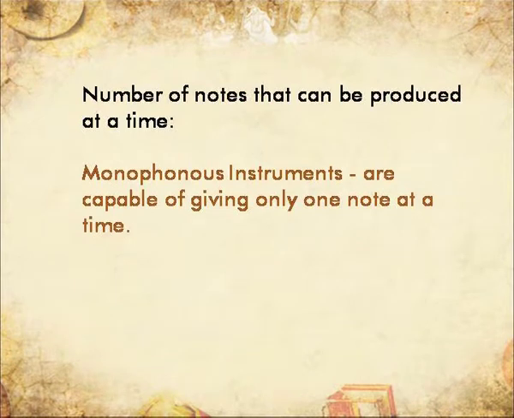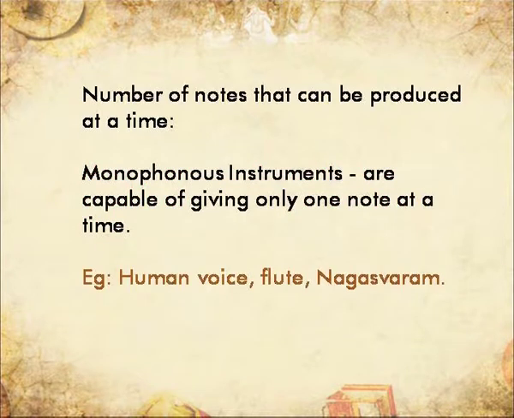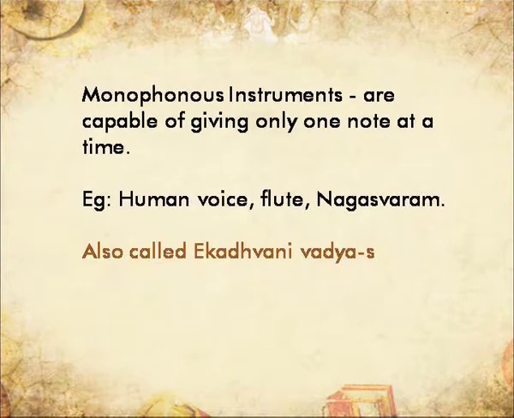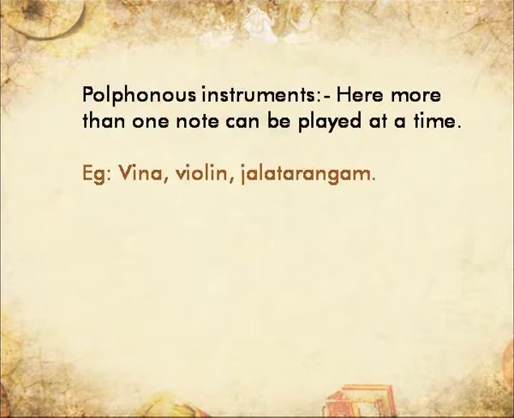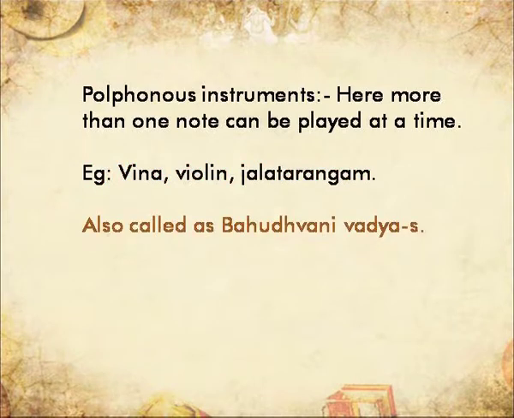Number of notes that can be produced at a time. Monophonous instruments. These instruments are capable of giving only one note at a time. Example, human voice, flute and Nagaswaram. These are called Ekadvani Vadyas. Polyphonous instruments. These are instruments where more than one note can be played at a time. Example, veena, violin and jaladarangam. These are called Bahudvani Vadyas.